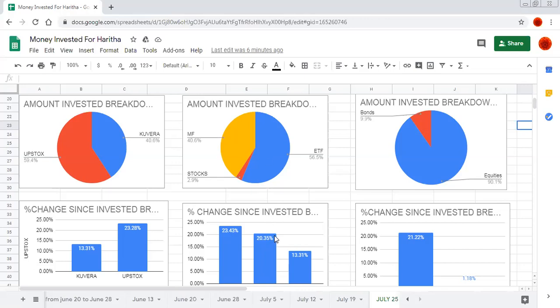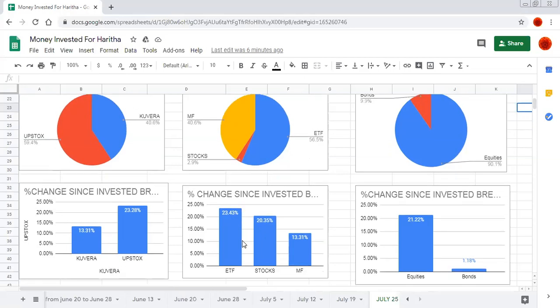Now if you compare the invested amount and the profit percentage through the invested vehicle, I invested the highest amount in ETF, 56.5%, and here also I got the highest profit in ETF, 23.43%. The second highest investment is in mutual funds, but I got the least profit in mutual funds, 13.31%. I invested the least in stocks, 2.9%, but I got the second highest profit, 20.35%. So here my first investment is correct and my second investment is a little bit off.